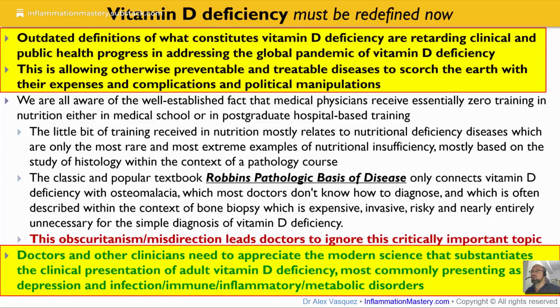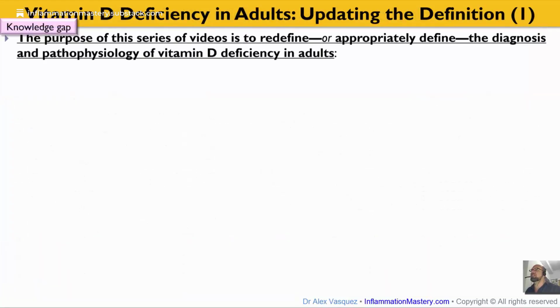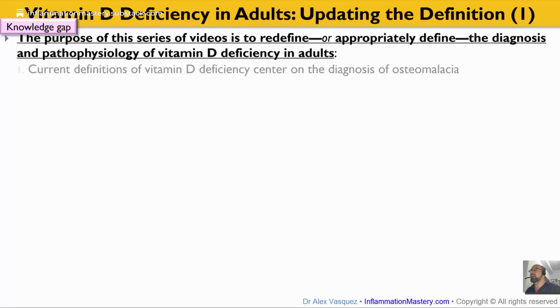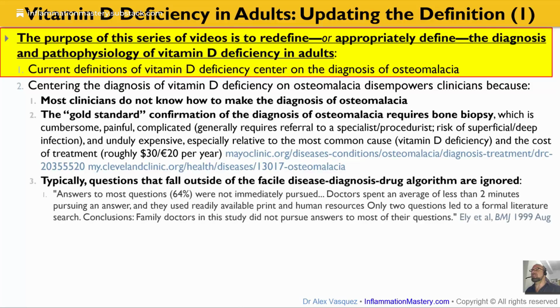Doctors and other clinicians need to appreciate the modern science that substantiates the clinical presentation of adult vitamin D deficiency, most commonly presenting, as I've already mentioned in part 1, as pain, in part number 2 as depression, and as I'm starting right now in part number 3, we're going to talk about infection, immune, inflammatory, and metabolic disorders. So again, the purpose of this series of videos is to redefine or appropriately define the diagnosis and pathophysiology of vitamin D deficiency in adults.